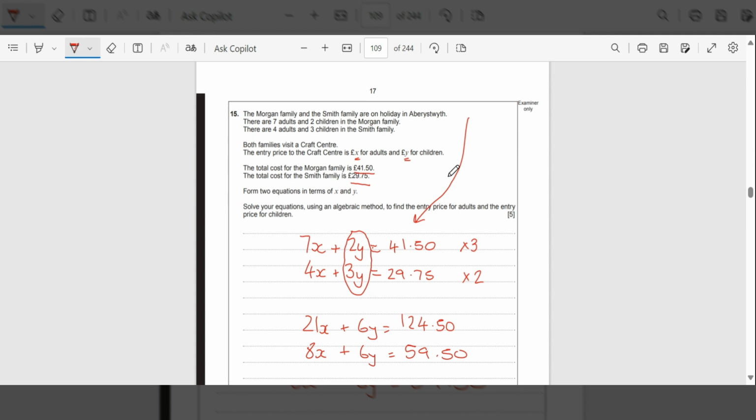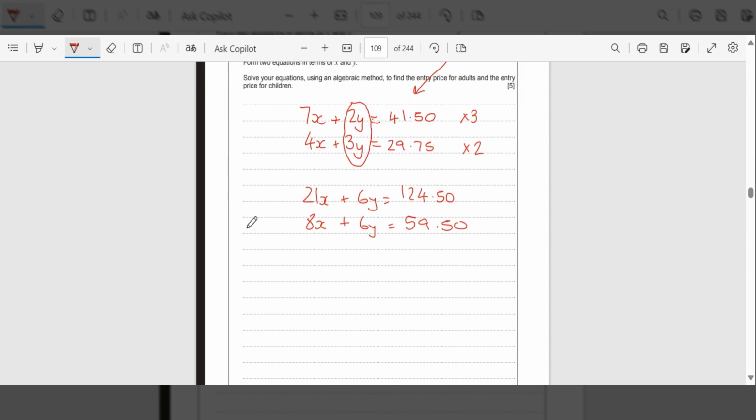Right, once we've got the y's the same, we look at the signs. We're either doing same signs subtract, like we are here, they're the same, or if one is plus and one is minus, then we'll use different signs add. But in this case, they're the same, so we subtract.